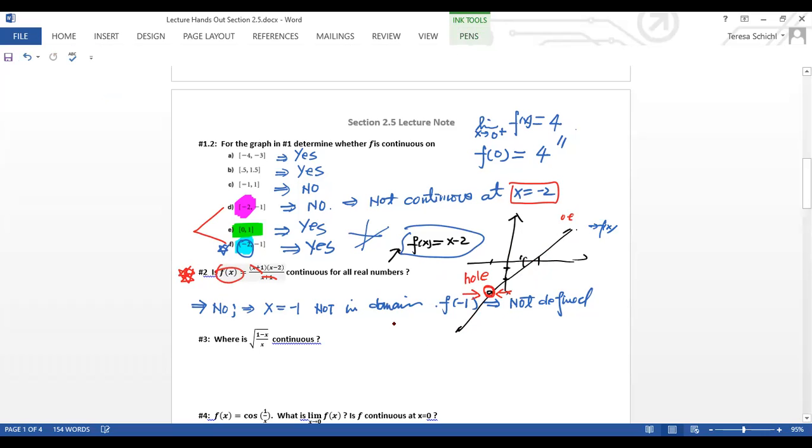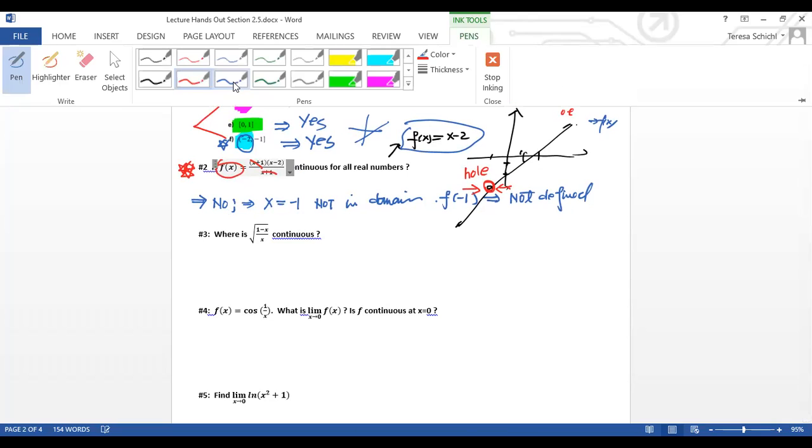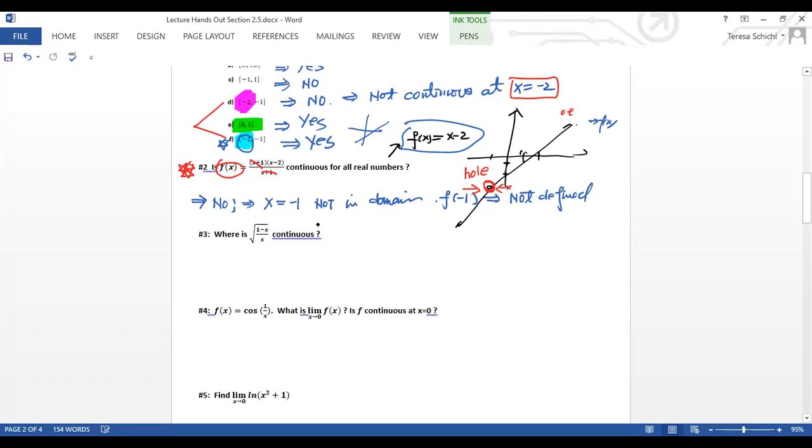Be very careful. Okay, so now let's take a look at problem number 3. Problem number 3 says, I have a root function, the square root of 1 minus x over x, where this is continuous. When we talk about continuity, we need to look at where it is defined. First, x cannot be equal to 0, correct? It's because the denominator cannot be equal to 0.